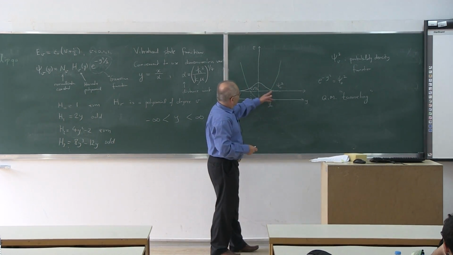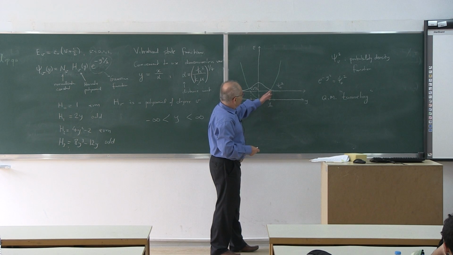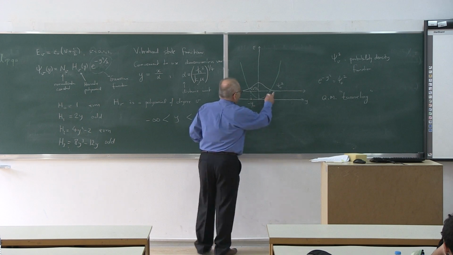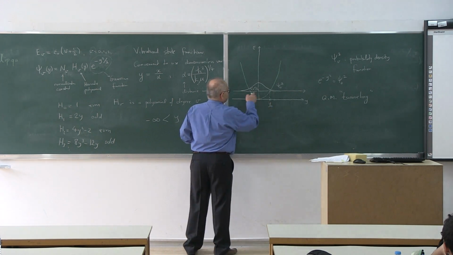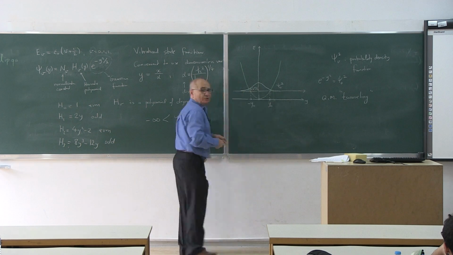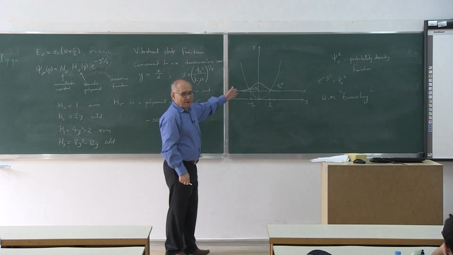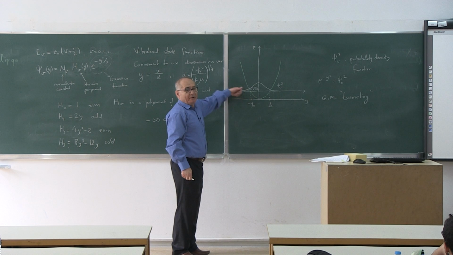So the probability of finding the particle outside of the classical turning points is called the tunneling probability. Just as here on this side, on the left turning point, again, there is a non-zero probability for finding the particle away from the classical turning point.